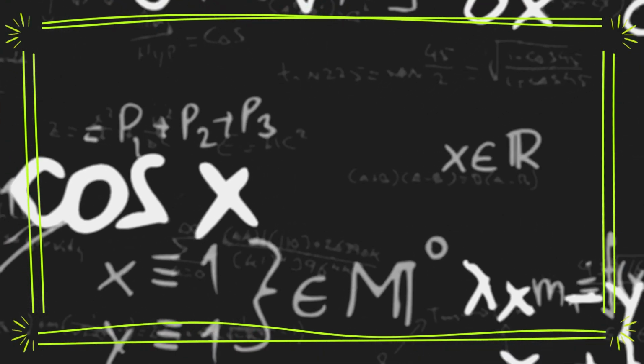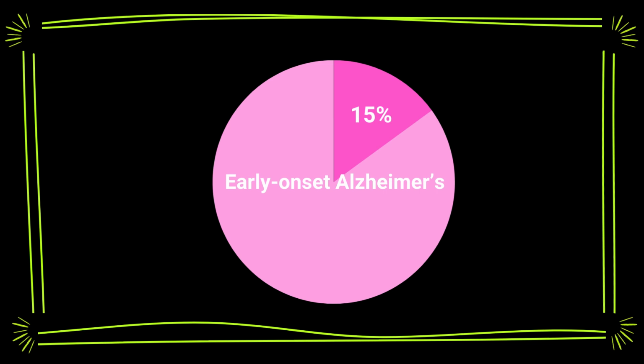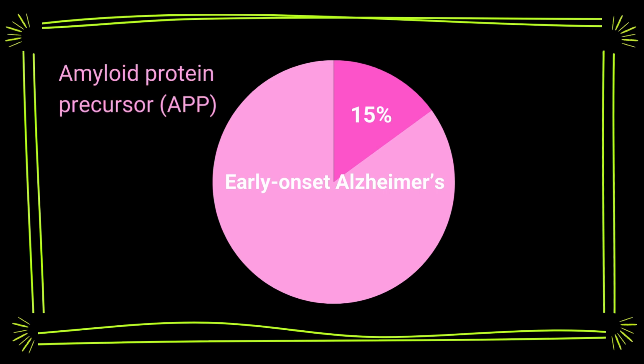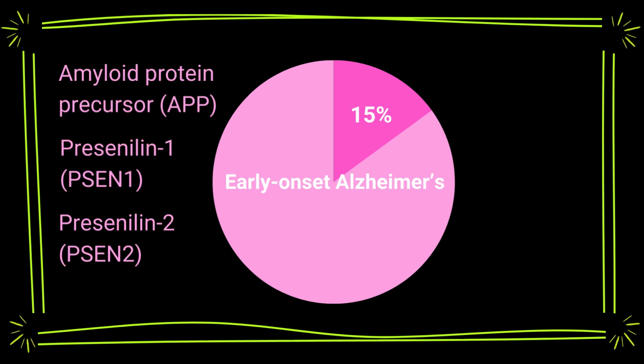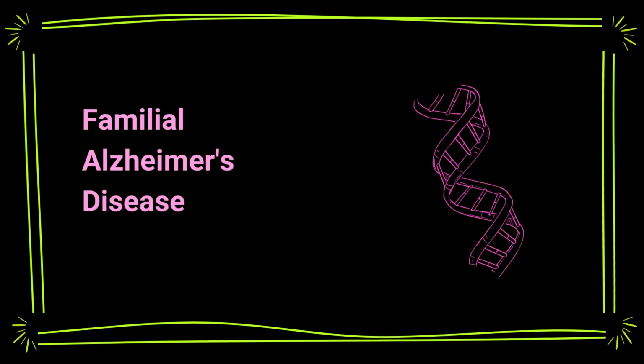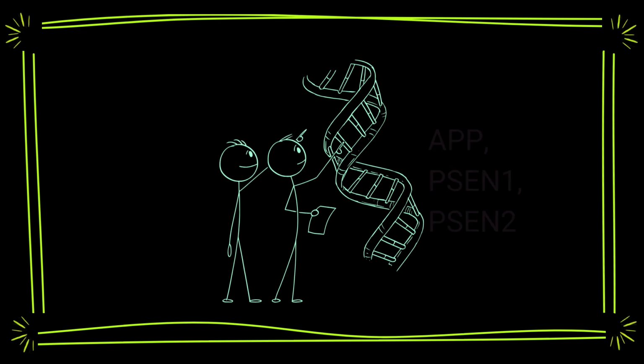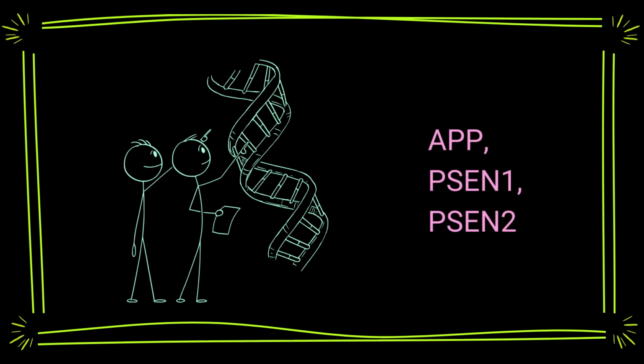Time for some fun math. If we put together all Alzheimer's cases that develop before age 65, whether caused by genetics or other factors, less than 15% of all these cases are caused by a mutation in these 3 genes. That means less than 15% of all early onset Alzheimer's are familial Alzheimer's cases. Because familial Alzheimer's is tied to genetics, medical specialists can request a genetic test to confirm a mutation in these 3 known genes for those showing symptoms at an early age.